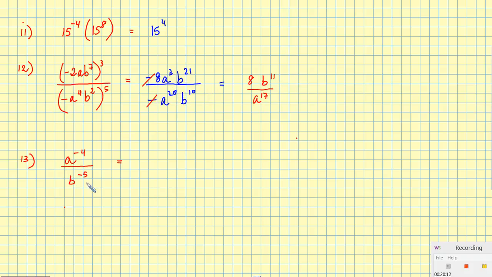And now the very last question, a to the negative 4th over b to the negative 5th. The only way I can simplify this is by flipping things around and making the exponents both positive. So I do that by bringing a to the negative 4 down to the bottom to turn it into a to the 4th, and b to the negative 5, I bring it up to the top to change it into b to the 5th.